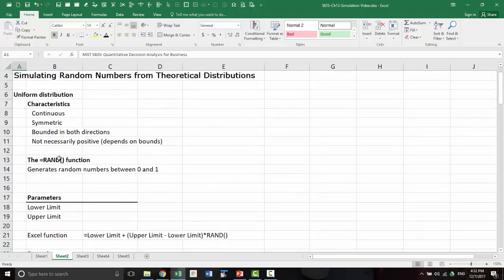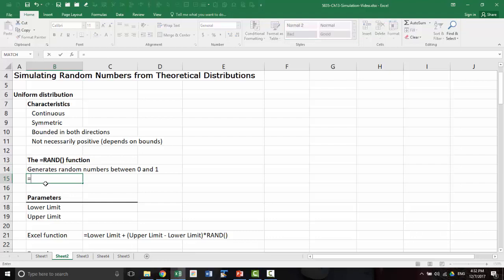We have a function in Excel called RAND, and that generates a random number between 0 and 1. This is the key, the RAND function, for generating all other random numbers. It generates a value between 0 and 1, and it is based on an algorithm that uses the timestamp on your computer as a seed. So you do get a truly random series.